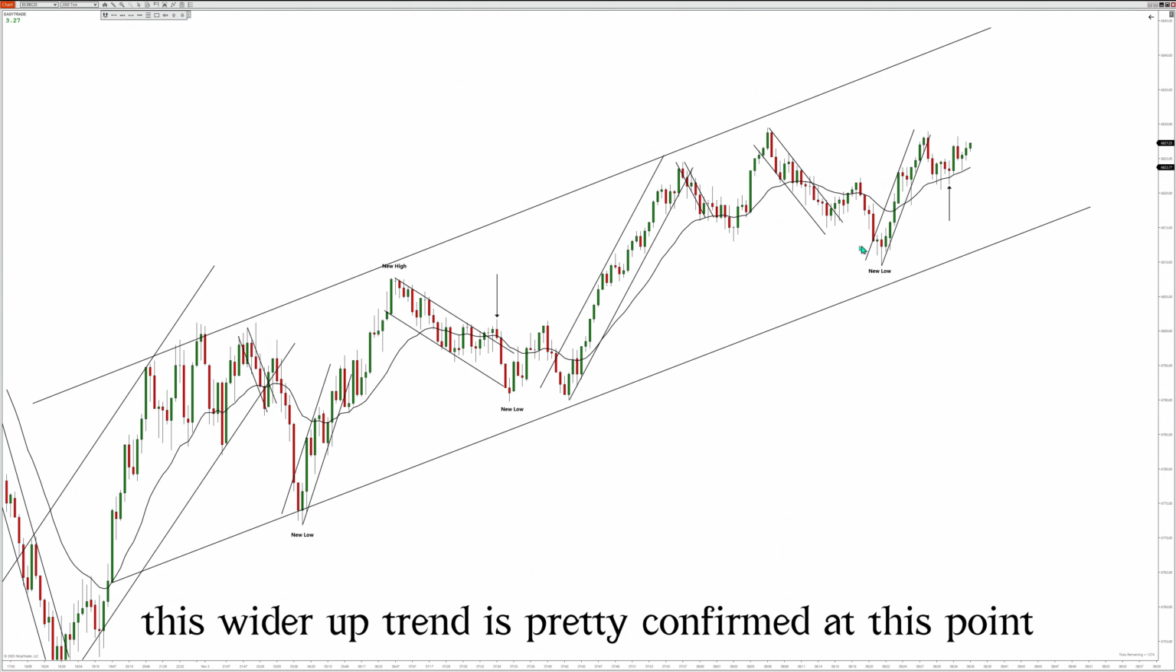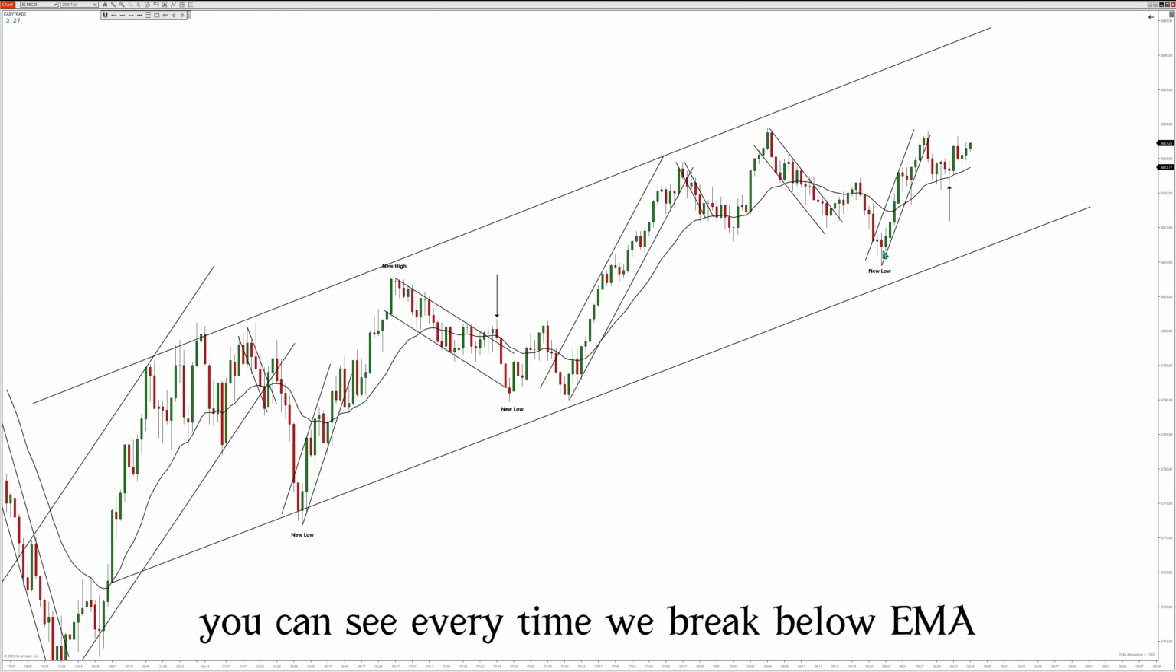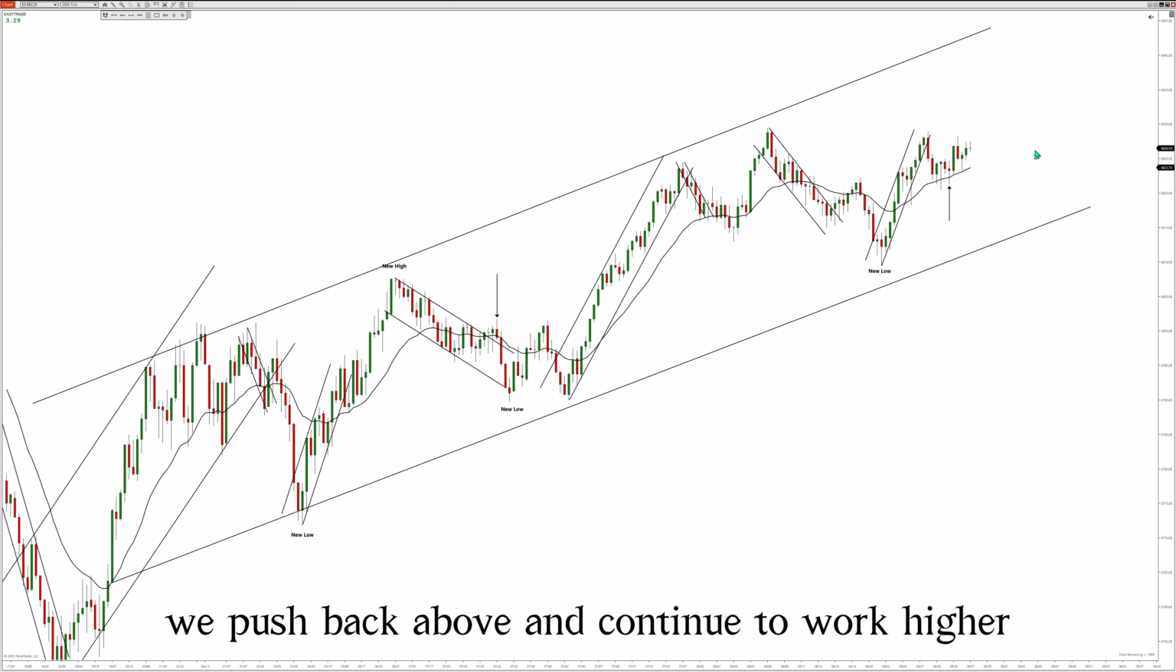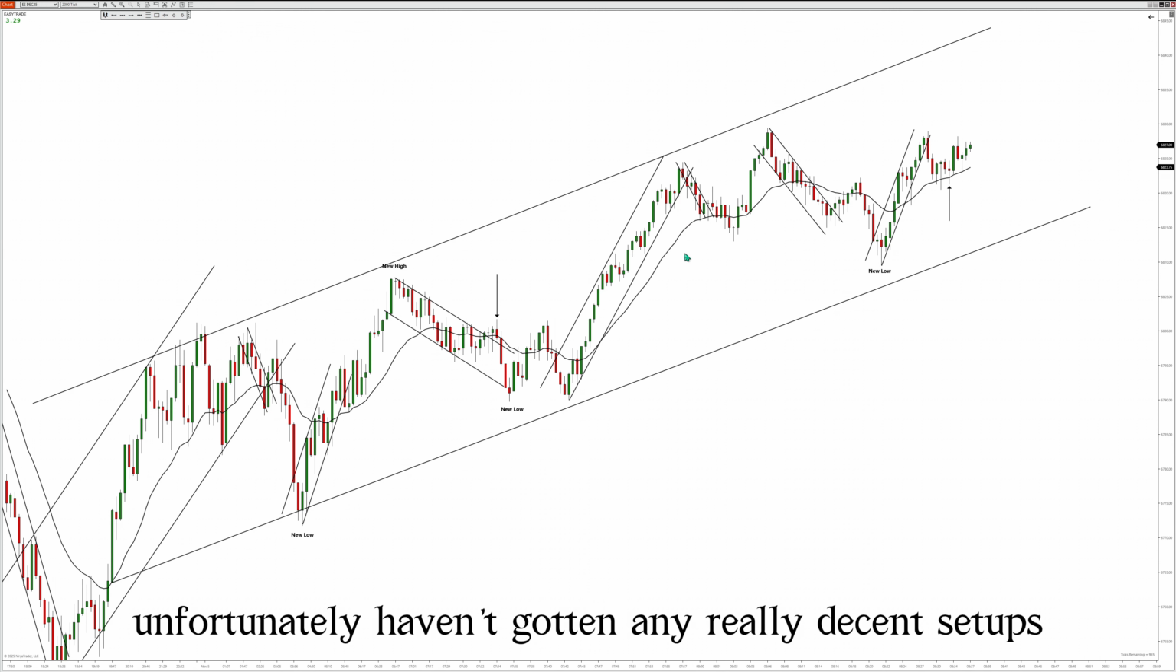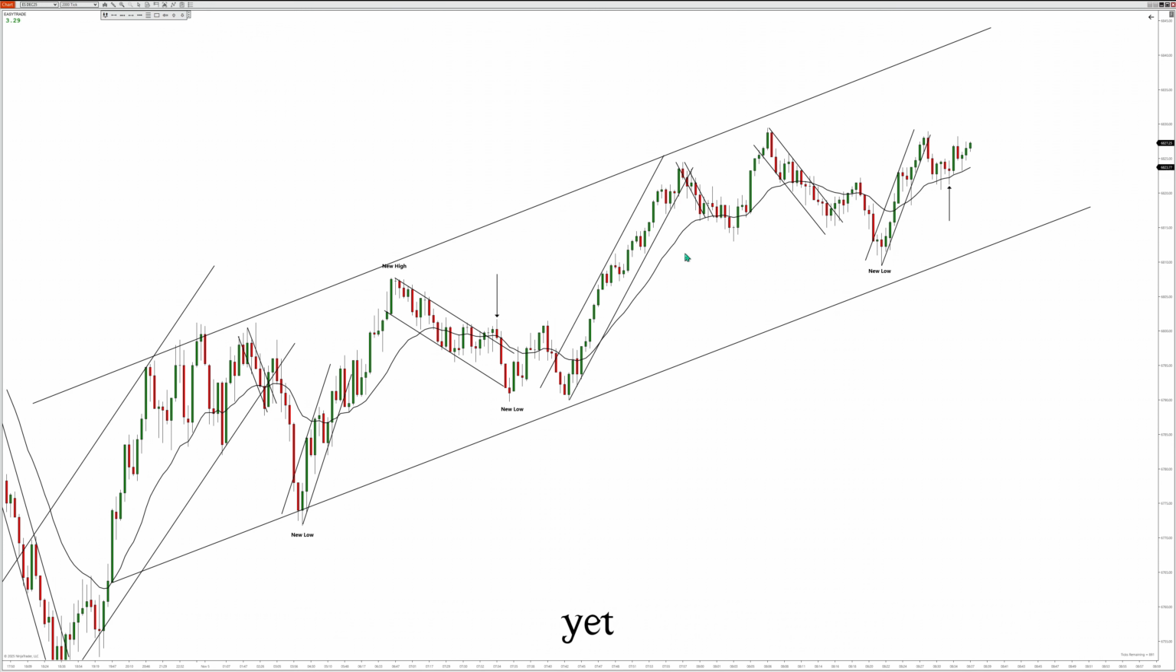This wider uptrend is pretty confirmed at this point. You can see every time we break below the EMA, we push back above and continue to work higher. So I'm liking the overall bias. Just unfortunately haven't gotten any really decent setups yet.